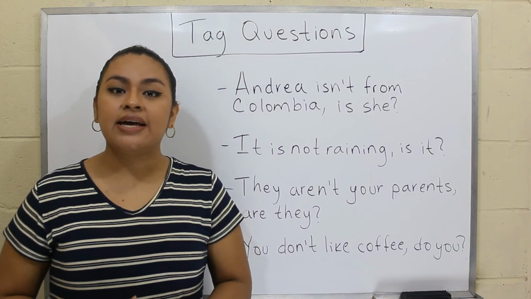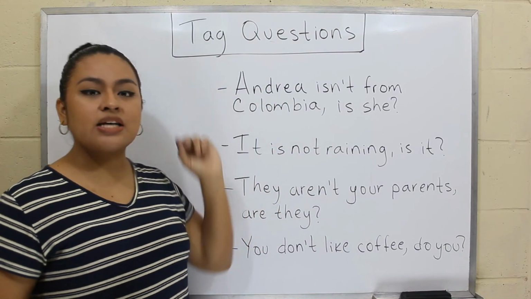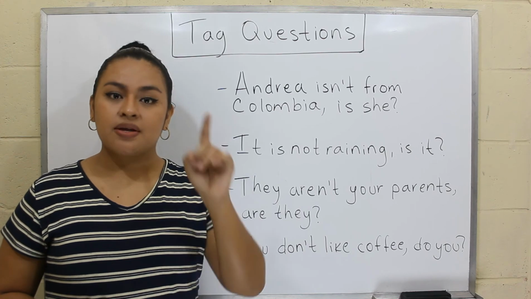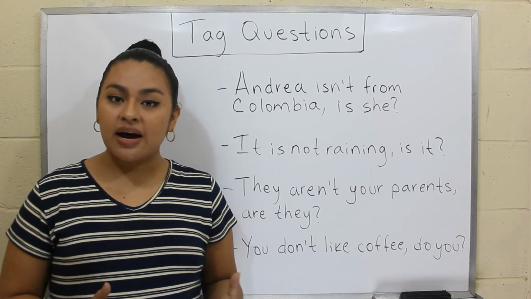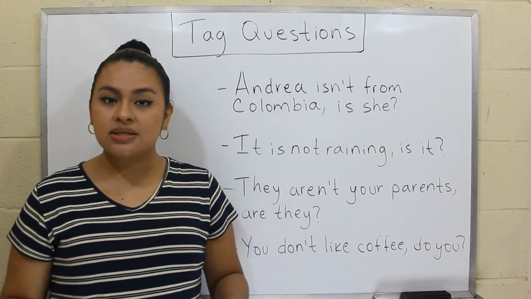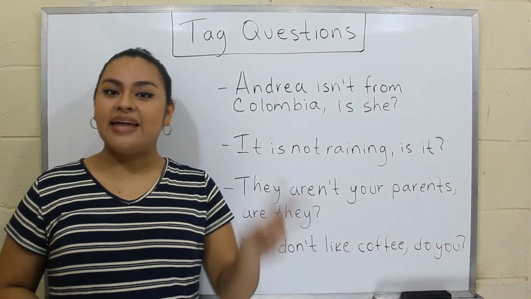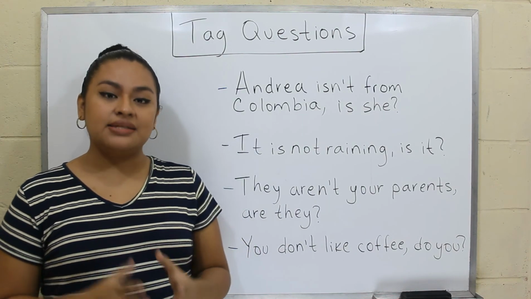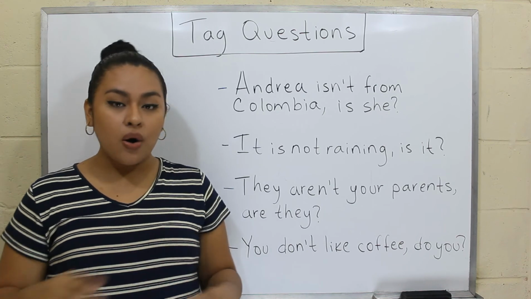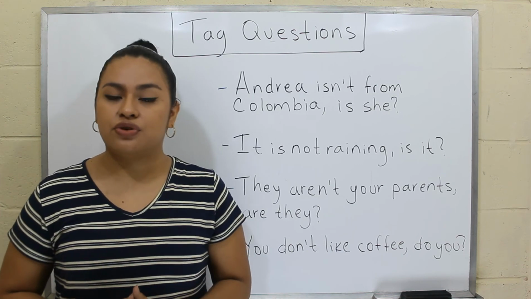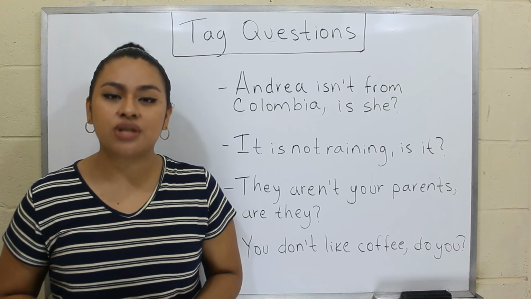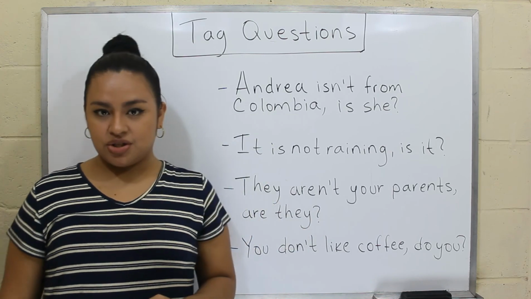And finally, let's talk about two aspects of tag questions. The first one, we can use tag questions with all the tenses and with all the forms. And the second one is that in negative tags, we always use the contracted form. So here we finish talking about tag questions.